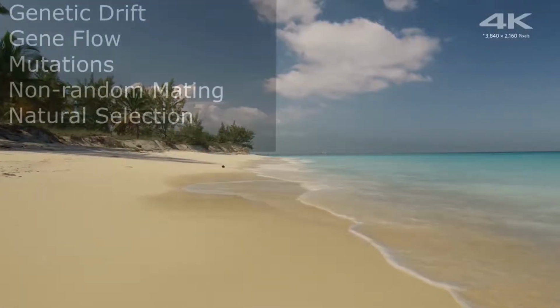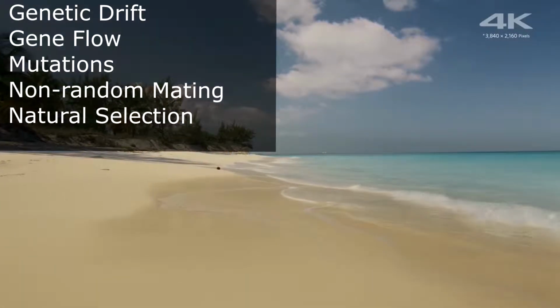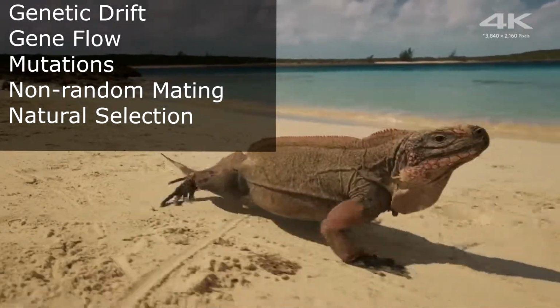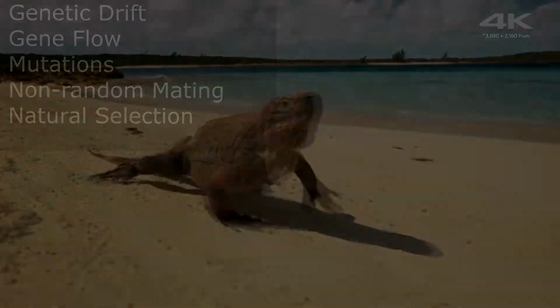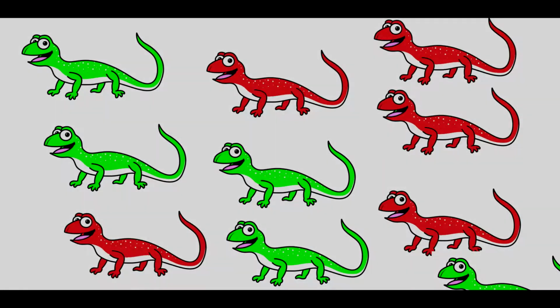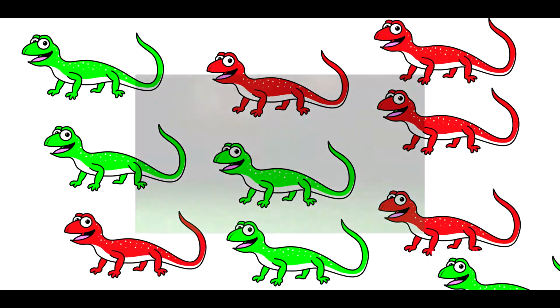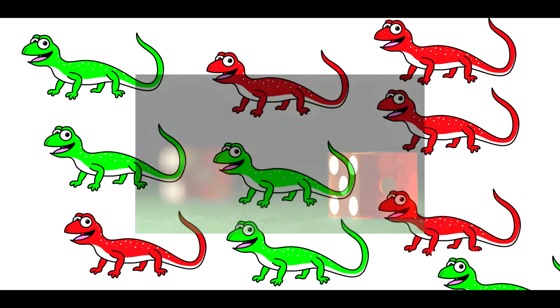Now, for the causes of evolution, which are genetic drift, gene flow, mutations, non-random mating, and natural selection. I will demonstrate all of these causes for evolution through this example of hypothetical lizards on an island. The lizards will start out 50% red and 50% green, with no advantages over the other, and spread randomly throughout the island. Genetic drift is when a change in the gene population happens by chance.